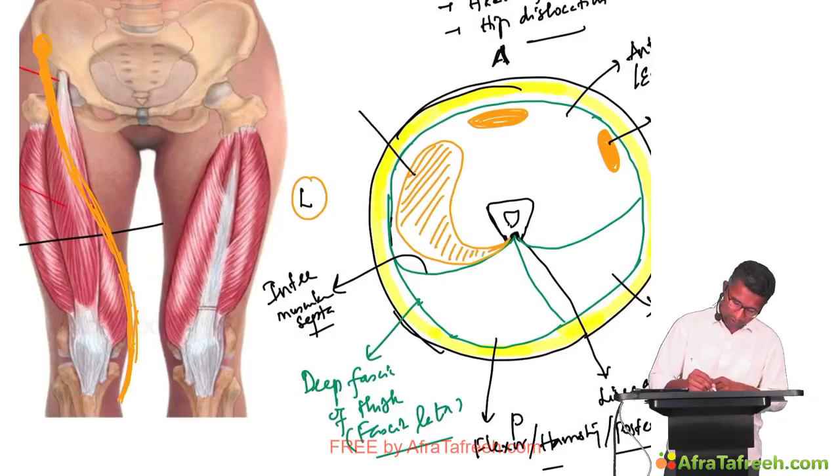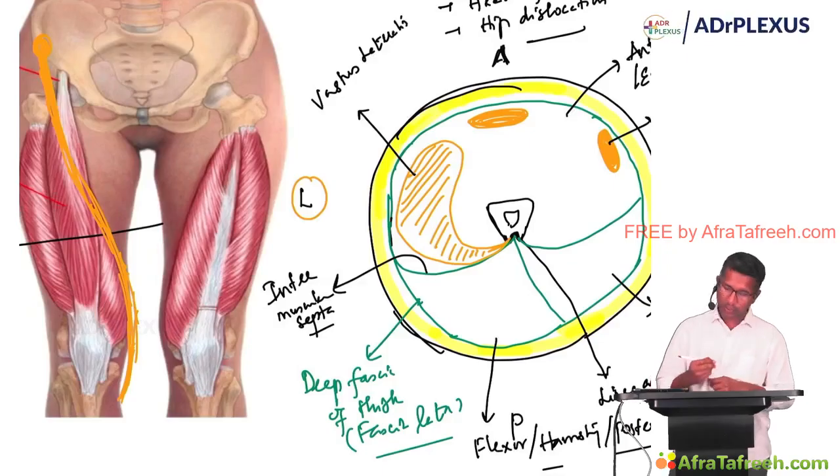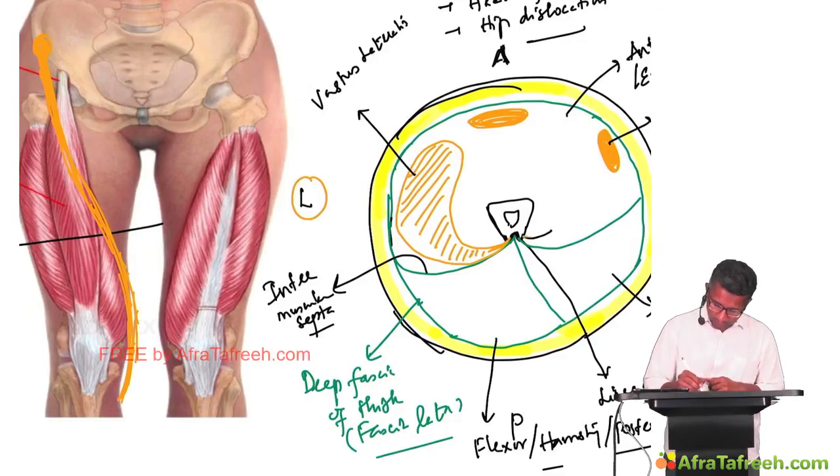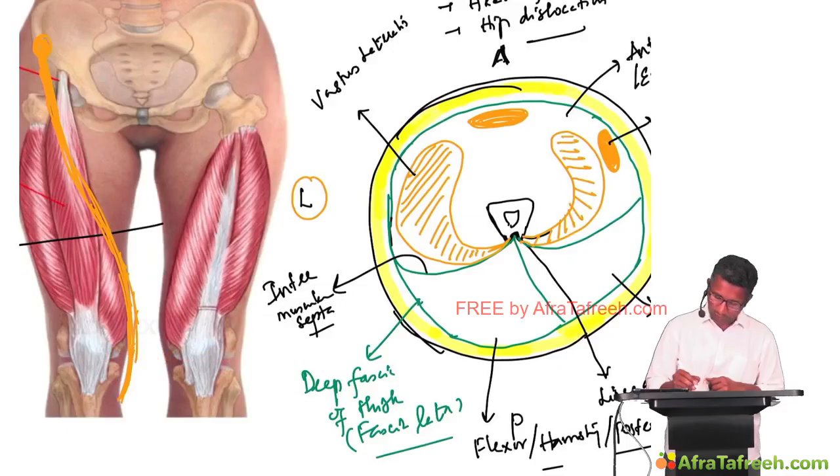So what is this muscle? This muscle is vastus lateralis muscle. And there is a muscle which takes origin from the medial lip of linea aspera. The muscle which takes origin from the medial lip of linea aspera is nothing but the vastus medialis muscle. So this is vastus medialis muscle.